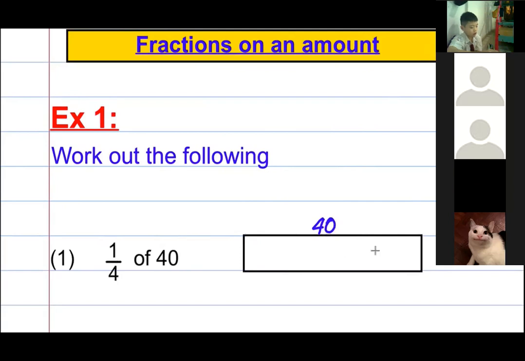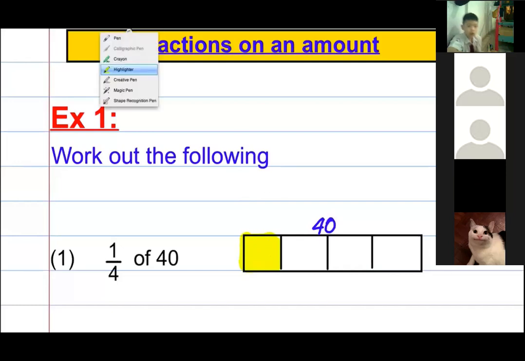What I'm going to do is I'm going to divide the box into quarters. So I'm firstly going to halve it, okay? And then I'm going to halve that again, so I have quarters. And the question is, what goes in to one box? Because one of the boxes represents a quarter, so we want to find out what goes in one of the boxes. Now, you can do that in a number of ways.